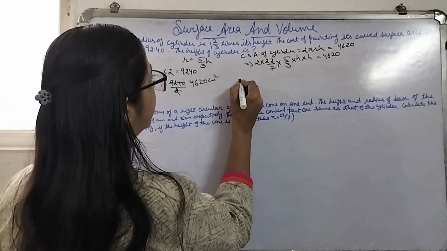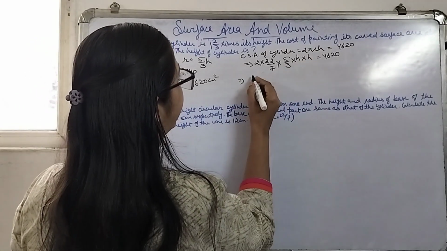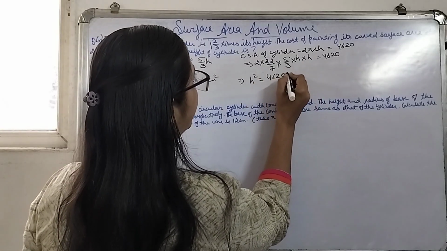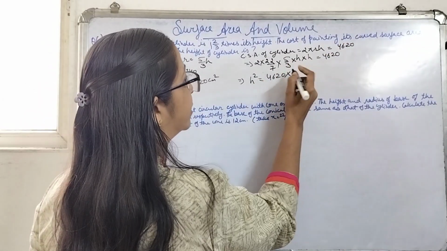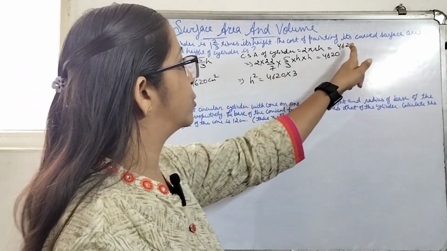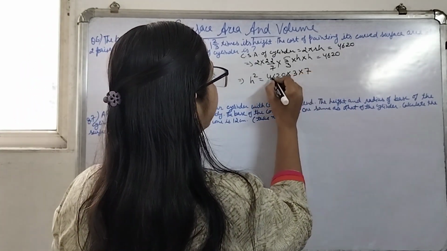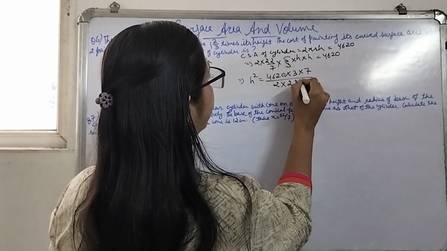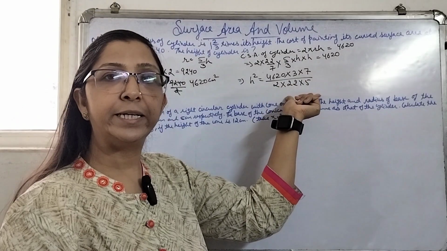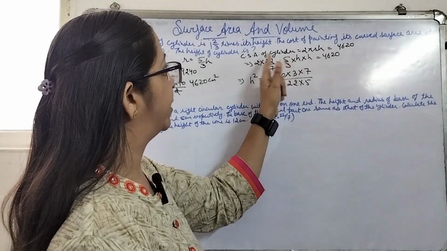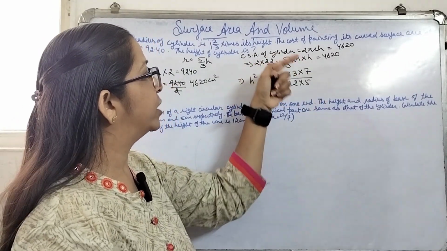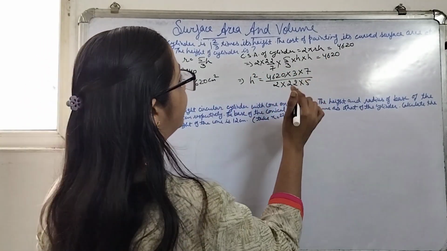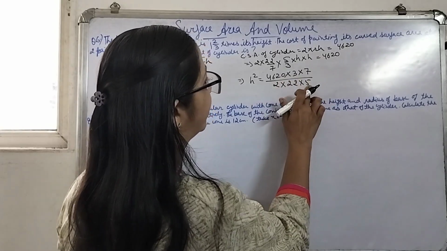So if we solve it further, h multiplied by h will become h square, which is equivalent to 4,620. This 3 will go over here in the numerator. This 7 will also go in the numerator, divided by 2 multiplied by this 22 and this 5. All these will come in the denominator. This 2, this 22, this 5 were in multiplication with h square, so these will come in the denominator, and those that were in the denominator will go in the numerator. So if we solve it further, 2 multiplied by 5 will be 10.